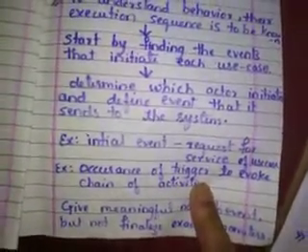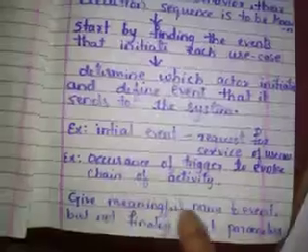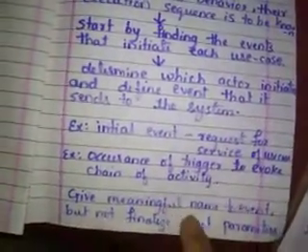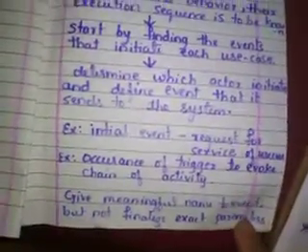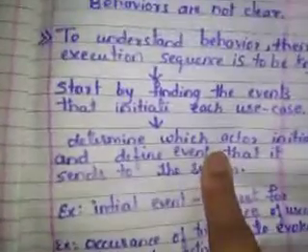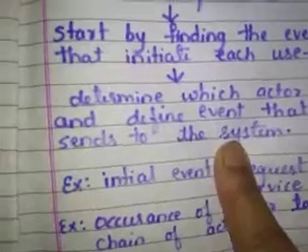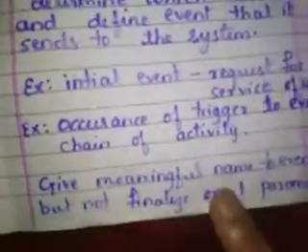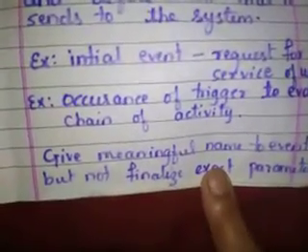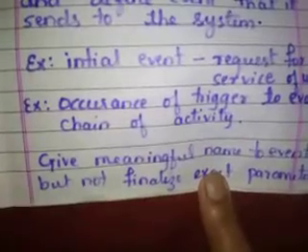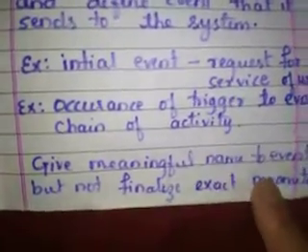So for each of the events you should give a meaningful name, but don't finalize the parameters that may be affected. With the authentication of a customer, that is initiate session, as of now, the parameter with respect to that event is a password, but don't finalize that you are accepting only the password as a parameter.